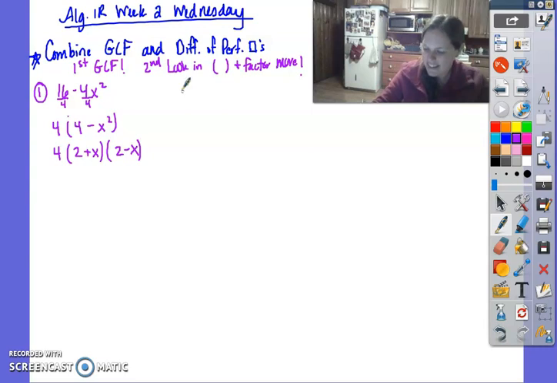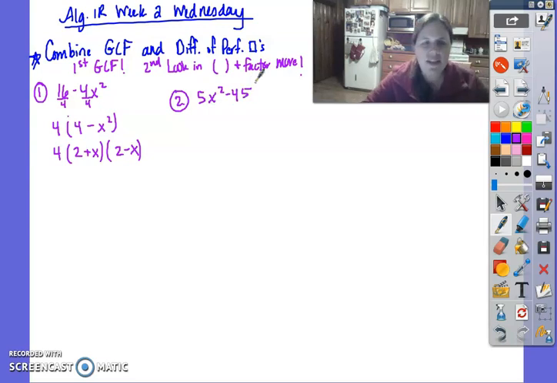All right, let's take a look at the second one. 5x squared minus 45. First, GCF. What goes into both 5x squared and 45? 5. Always put it in front because it's like we're undoing the distributive property. So we need it to be in front of parentheses. I'm going to write the 5 underneath just to remind me what I'm dividing out. 5x squared divided by 5 is x squared. 45 divided by 5, 9.